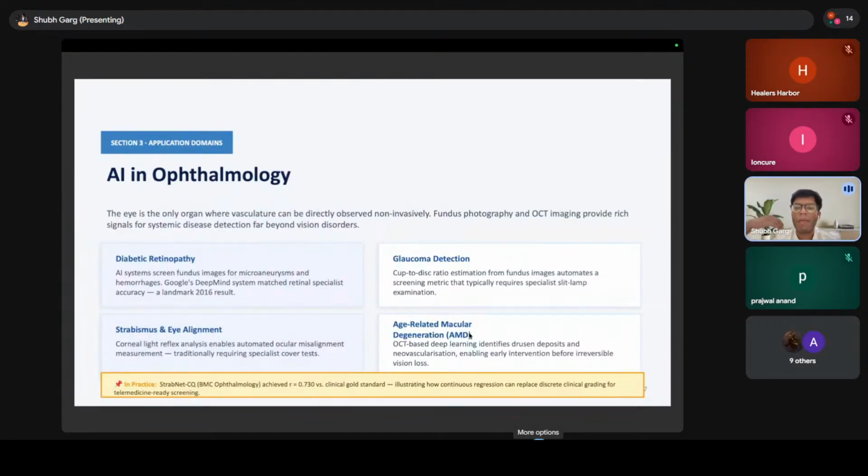So let's now talk about specific domains, and I want to start with ophthalmology, eye imaging, because it's one of the earliest and most successful areas of medical AI deployment, and it illustrates both the promise and the nuance of this field beautifully. The eye is a very unique feature of ours.